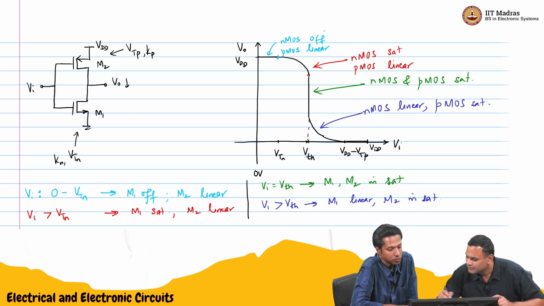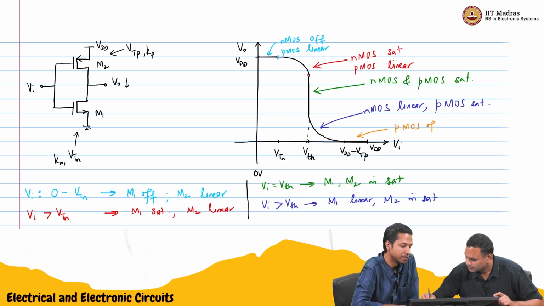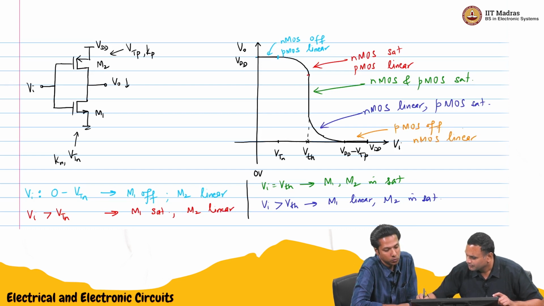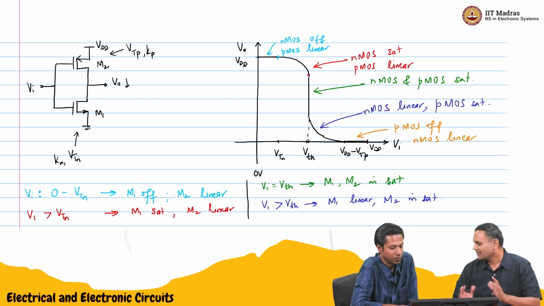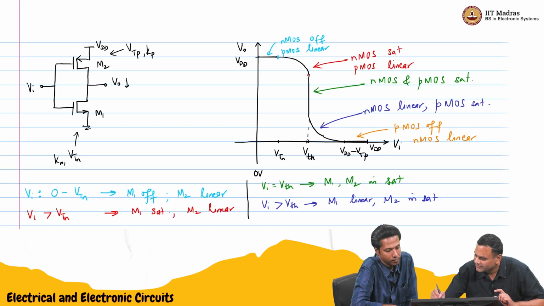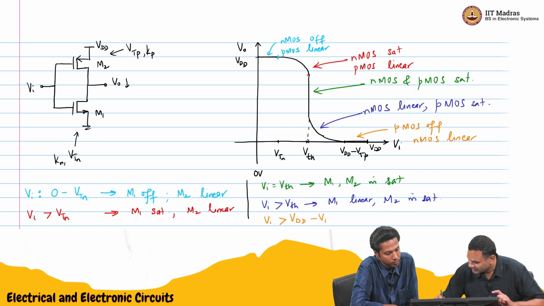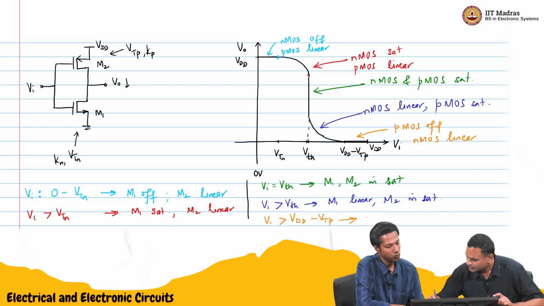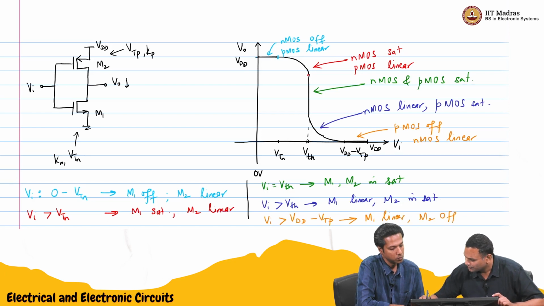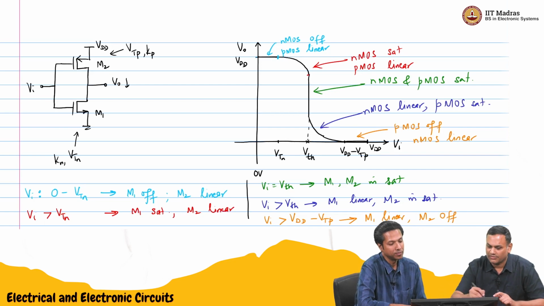So which color shall we use? I'll use one of these colors. Now in this case, NMOS has to be linear, because the output voltage has fallen to 0. So the NMOS will be in linear region by definition. So we'll show that here. So VI greater than VDD minus VTP: your M1 linear, M2 off. Okay, good.